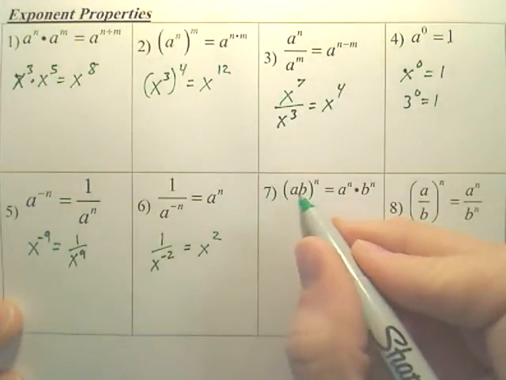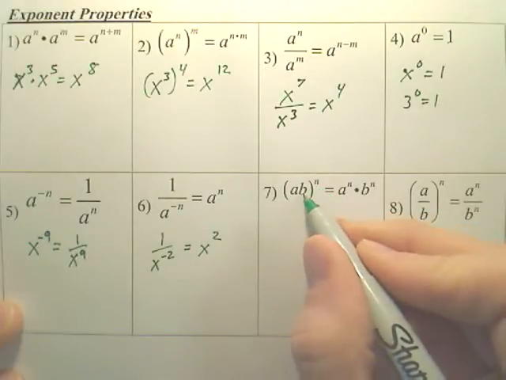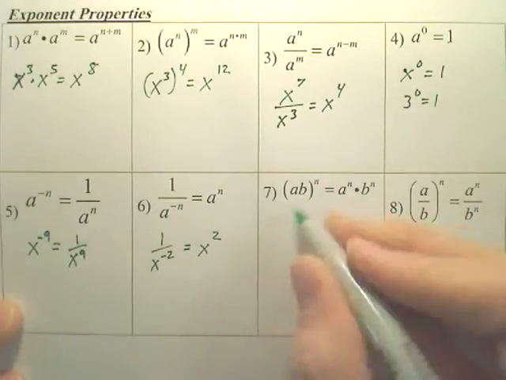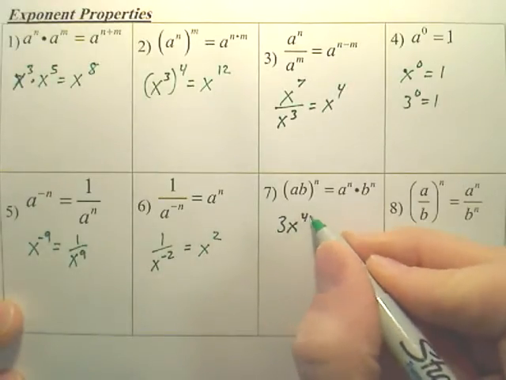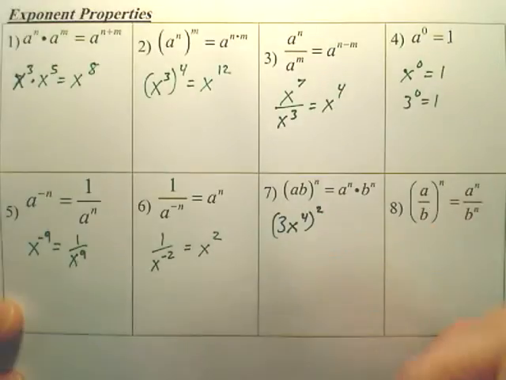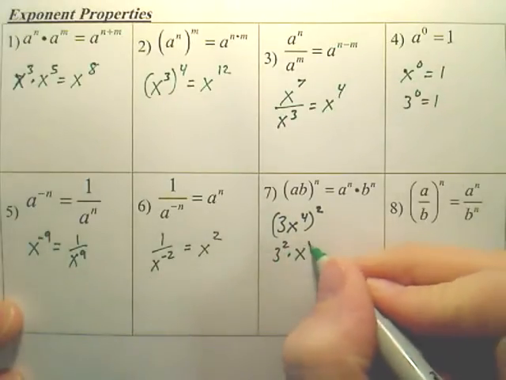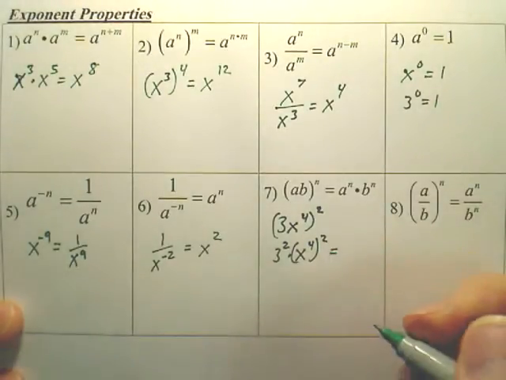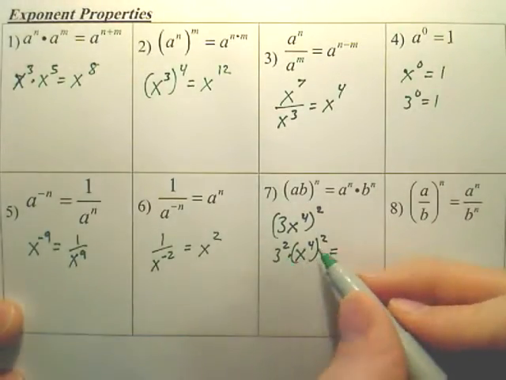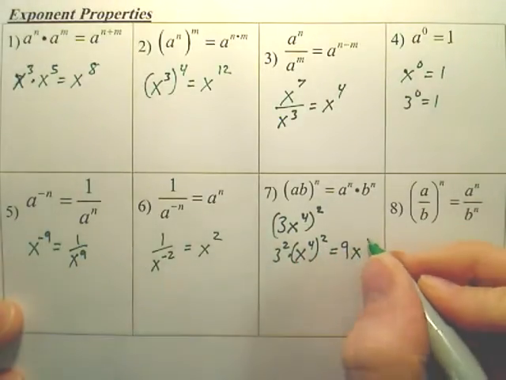If you have two things multiplied to one single power, that power basically distributes to both pieces. For instance, say we have 3x to the 4th, squared. That's going to be 3 squared times x to the 4th, squared, which you could actually reduce. See, the squared went to both pieces. 3 squared is 9. And then here you multiply the power, so it's x to the 8th.